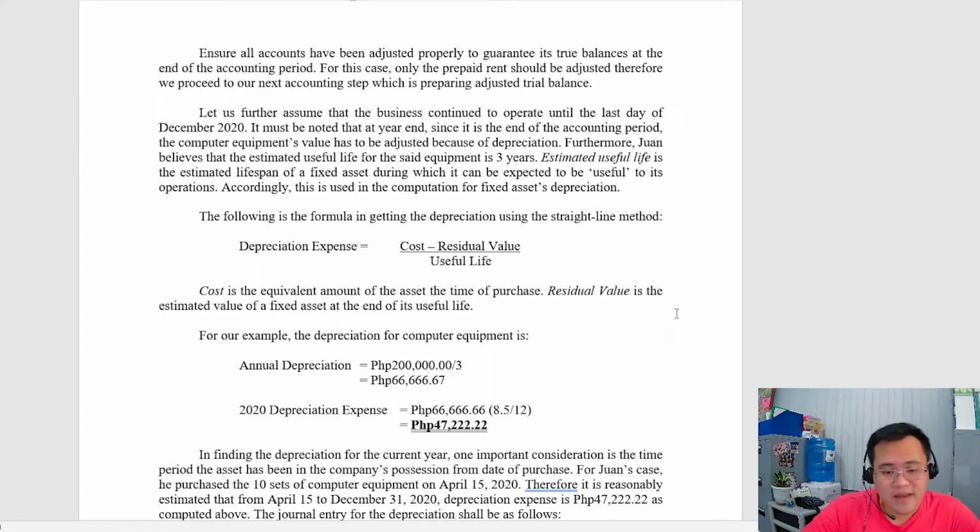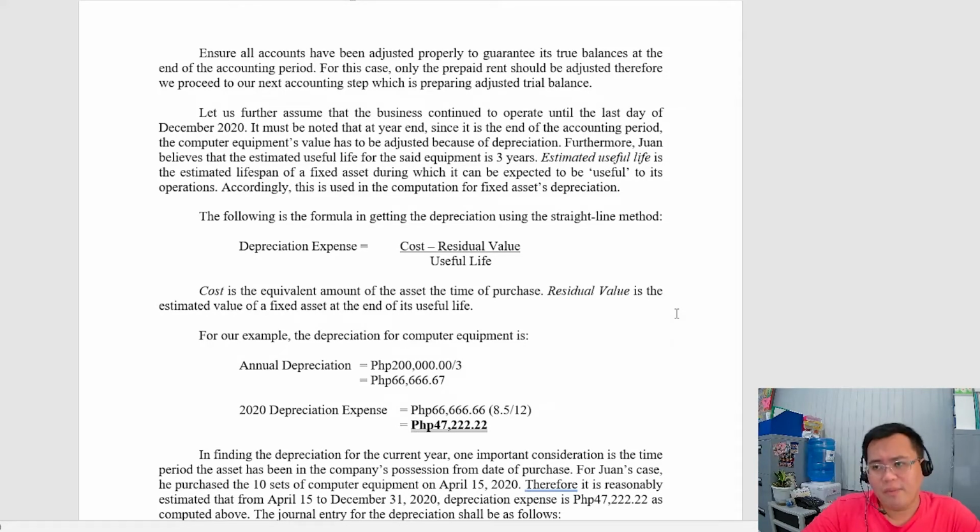The formula is as follows. Depreciation expense is equal to the cost minus residual value over useful life. Example, if the cost of the computer set is 20,000, and you believe that at the end of year 3, the residual value is 0. Residual value meaning to say, you expect that the value after year 3 is 0 already. So, there is no residual value.